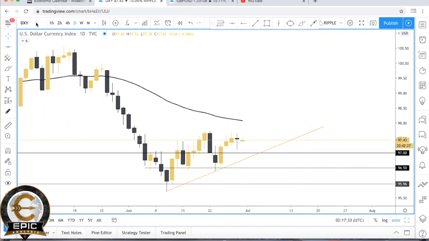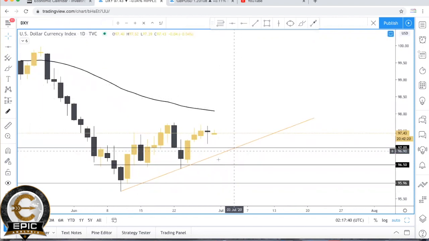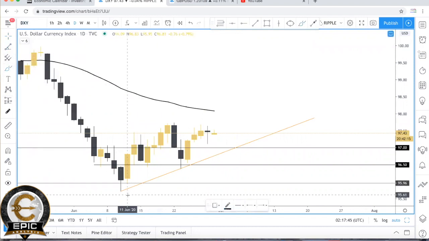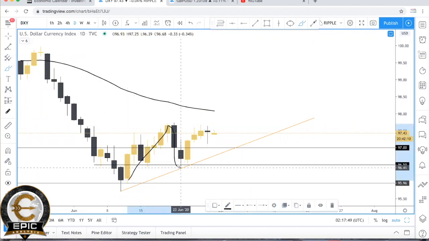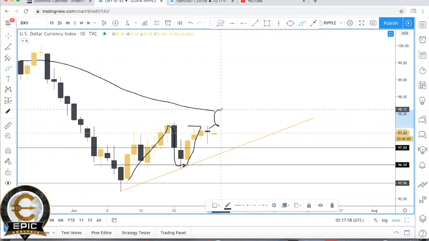So the first pair that I'm looking at is the DXY, the overall US dollar index. And looking at it, as you can see clearly, we've been in an uptrend. So price started from around 96 support, pushed up, made highs, came back down, made that higher low, and now it's pushed up and it's failed to make a higher high. But I'm expecting this to overall make a new higher high and potentially reach 98 resistance.